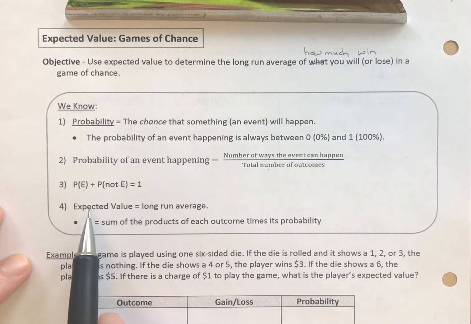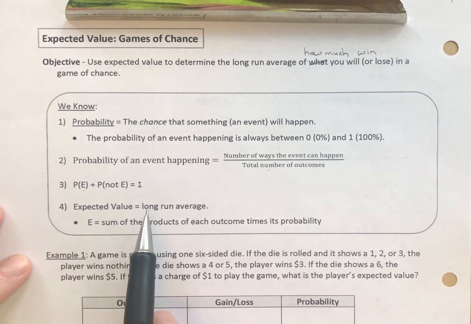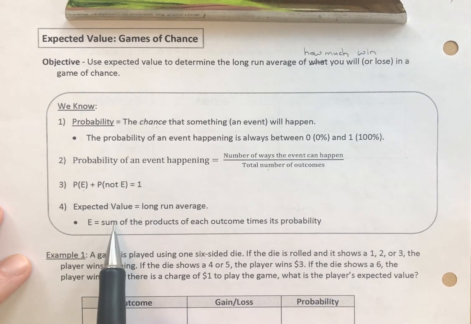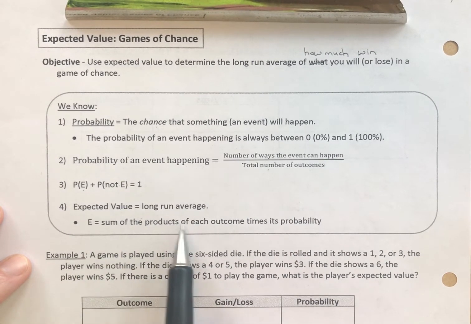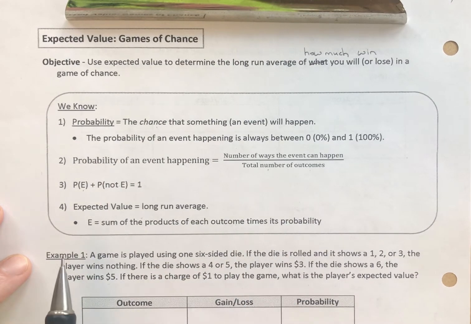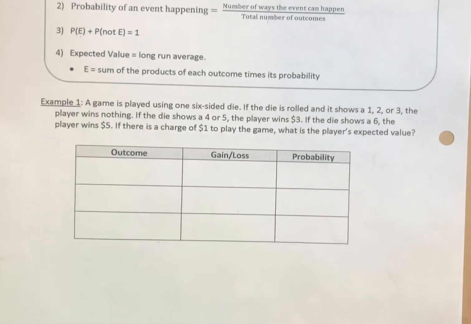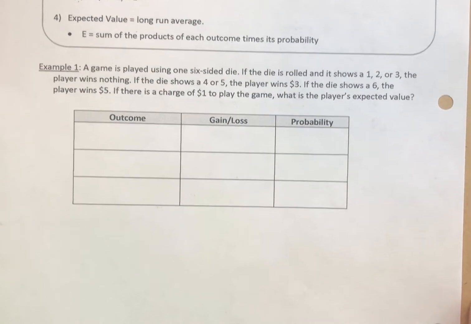And finally, we know that expected value is the long run average, and we find it by taking the sum of the products of each outcome times its probability. Let's take a look at an example involving a six-sided die.